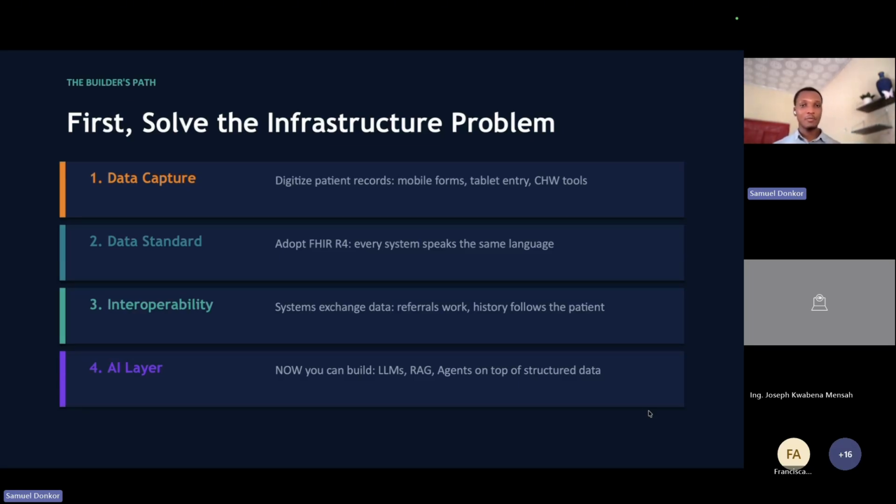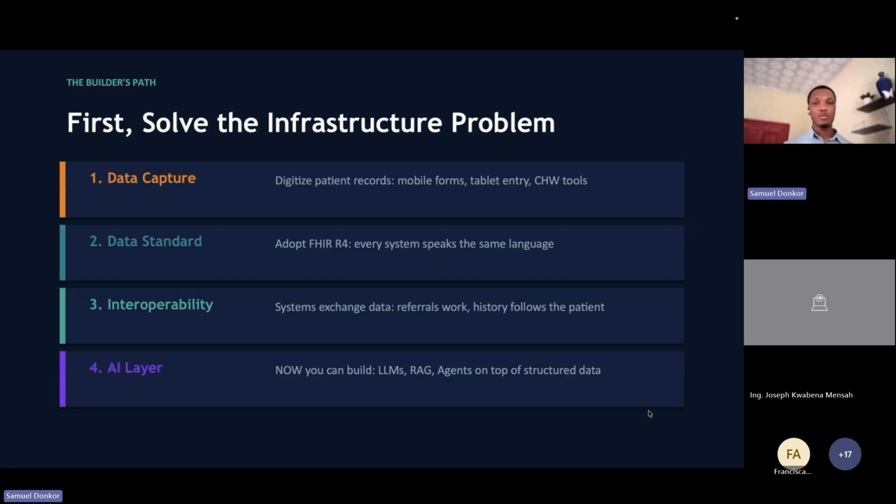First is the data capture. You have to find an efficient and standardized way to capture the data and digitize it. Two is the data standard. Like we said, to have a system or a way where people agree on the structure of the data and everything talks to each other, right?